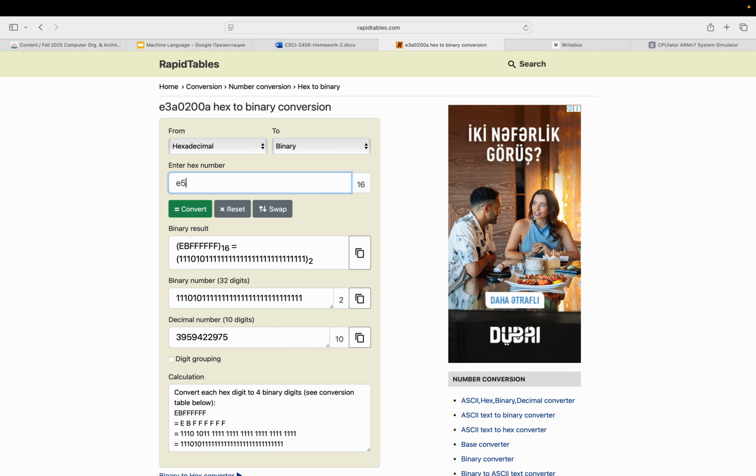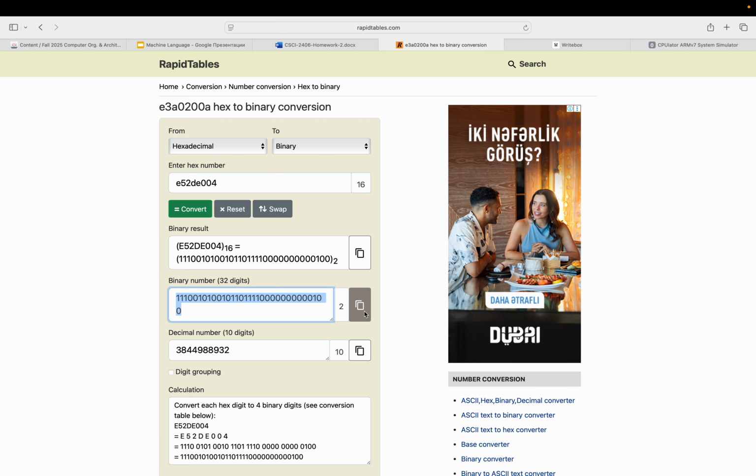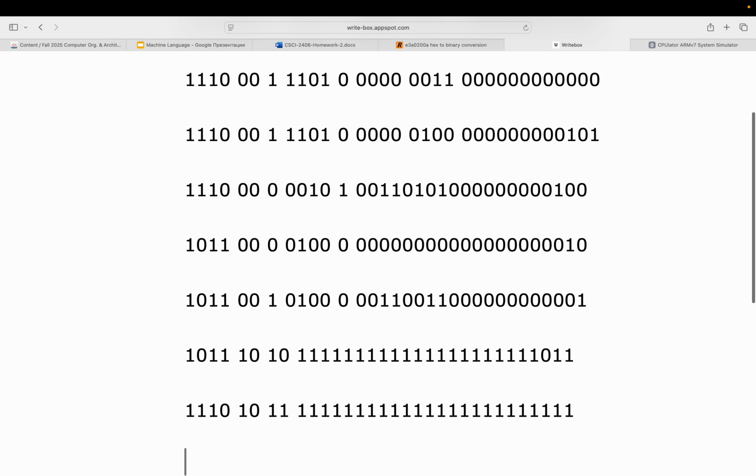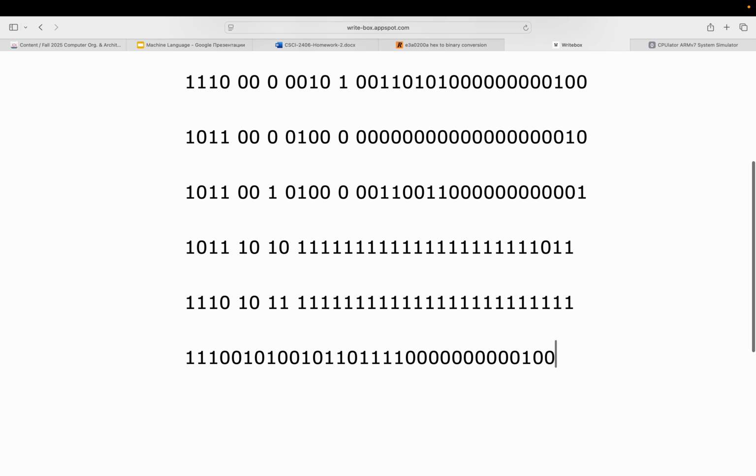So we have E52DE004. Okay, so what do we have here? Here again, no condition. 01 means memory instruction. And in a memory instruction, we have to separate this. So one second, let me separate it, and then I'm gonna explain.